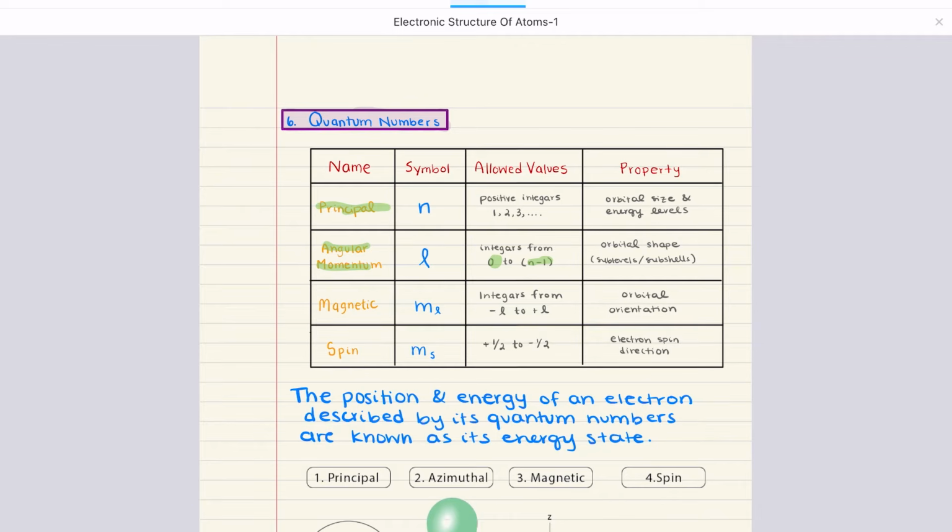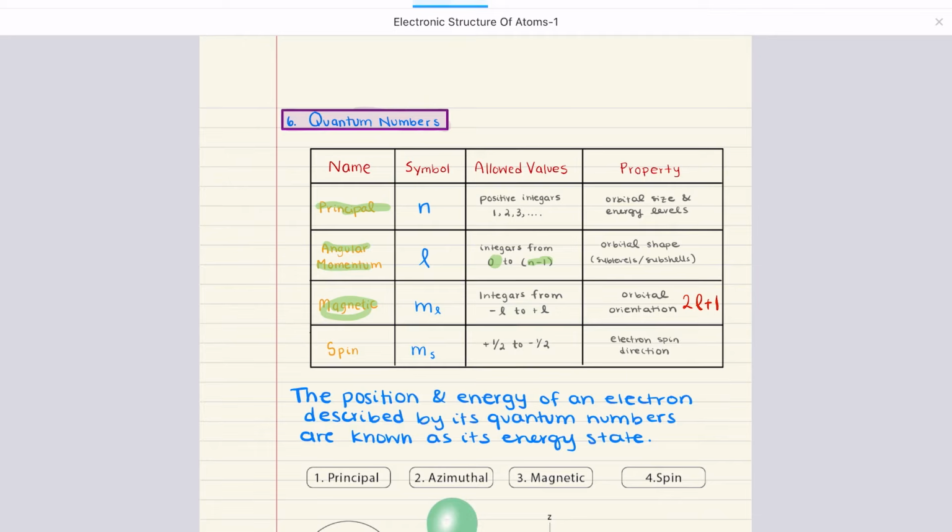Then we have our magnetic quantum number. This describes the orientation of an orbital in 3-dimensional space. And the possible values of ML are the integers between minus L and positive L, including 0. Now, the number of orbitals in a subshell is actually going to be equal to 2L plus 1.